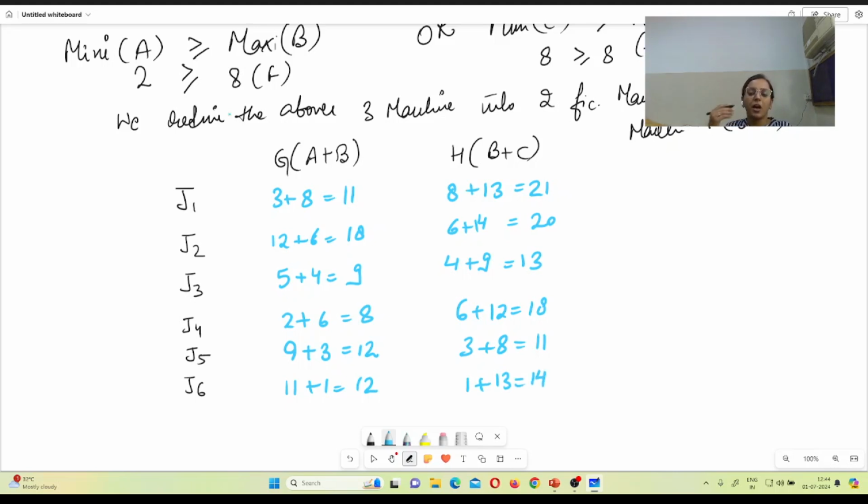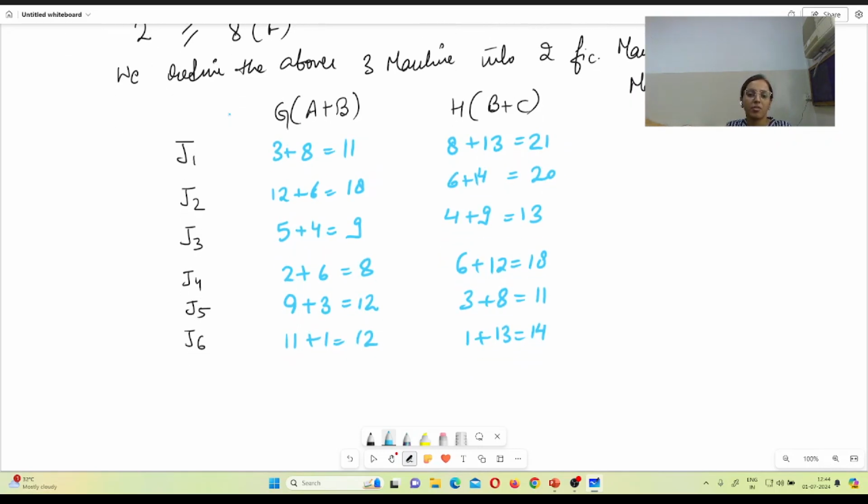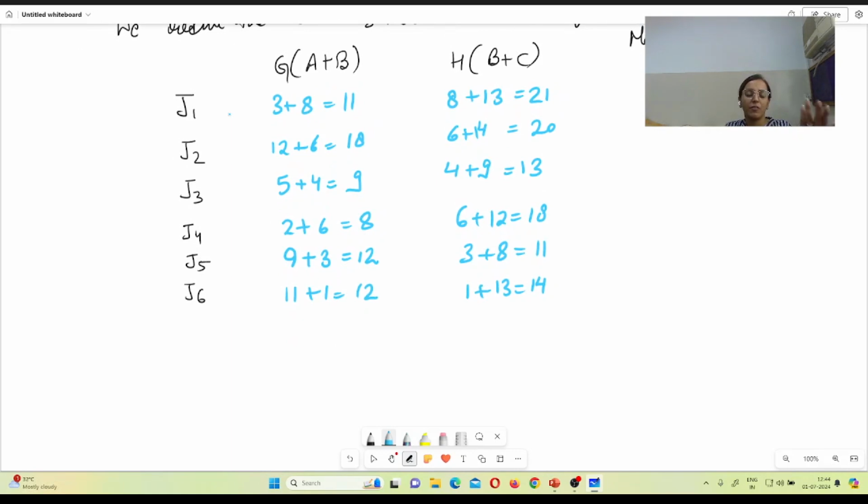We converted the above three machines into the two fictitious machines, that is machine G and H. Adding the processing times of machine A and B, we get the value of machine G, and by adding the processing times of machine B and C, we get H. Now it is the same process. Again, we converted the above question into two machines, as we have earlier discussed in the second numerical question.